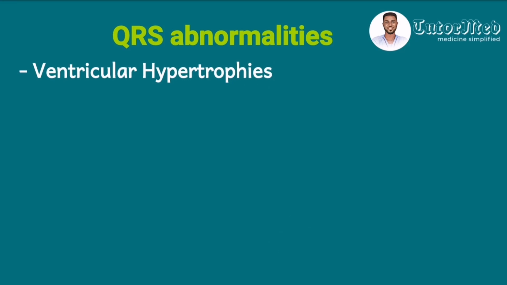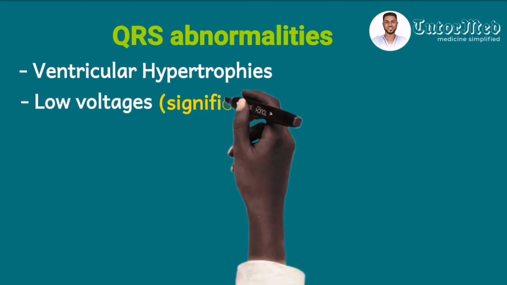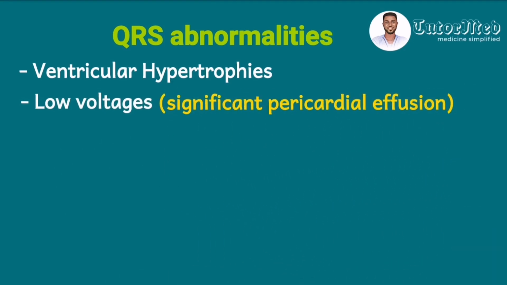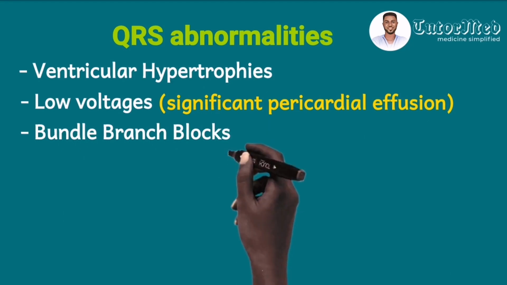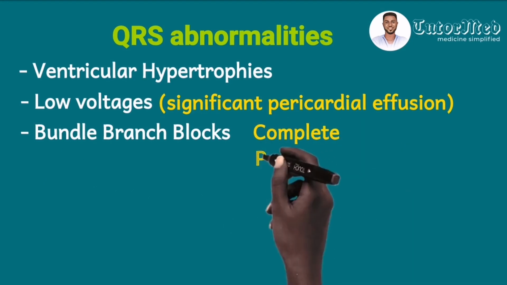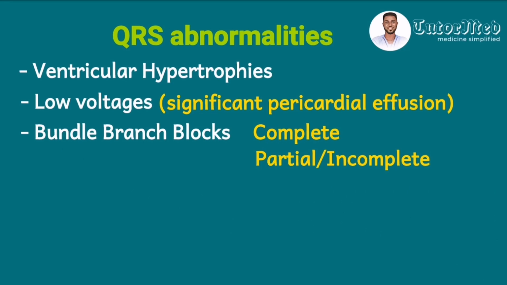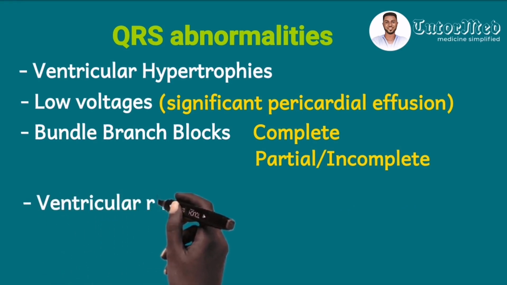Again, the QRS complex can tell us whether or not there are low voltages. If there are low voltages, it may indicate significant pericardial effusion. The QRS complex can tell us whether or not there are bundle branch blocks, whether there is a left bundle branch block or a right bundle branch block, whether the bundle branch block is a complete one or a partial or an incomplete bundle branch block. Again, by examining the QRS complex, if the source of the rhythm is ventricular, we may be able to tell just by examining the QRS complex.